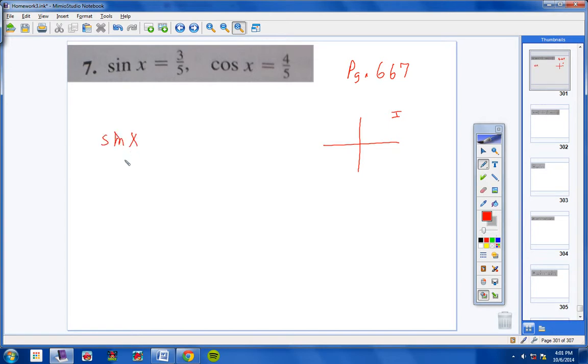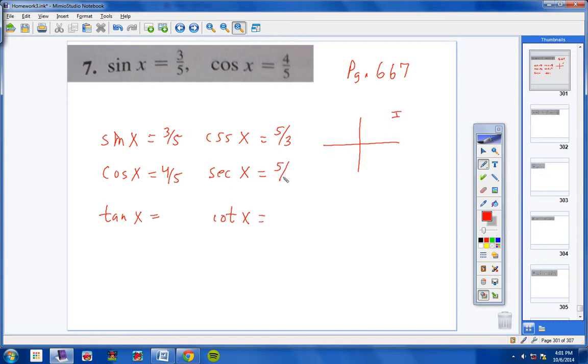Sine of x, cosine of x, tangent of x, cosecant of x, secant of x, and cotangent of x. Now, because we know we're in the first quadrant, then we know all of our answers will be positive. Sine of x is 3/5, and the cosine of x is 4/5. So I know that cosecant of x will be 5/3, and the secant of x will be 5/4.